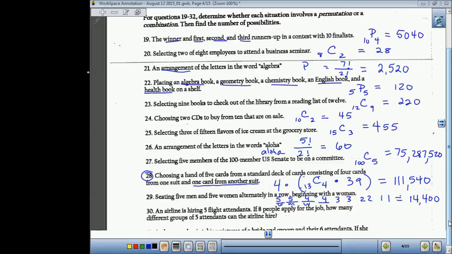We are seating 5 men and 5 women alternately in a row, beginning with a woman. So if this is my first seat here, it has to be a woman. First seat, woman. How many to choose from? 5. Second seat, I have to alternate them, so the second seat is now a man. How many men? 5. Third seat, now it needs to be a woman again, so down to 4. And then man, 4. And then woman, 3. Man, 3. Woman, 2, and so on. Make sense? 14,400. All right.